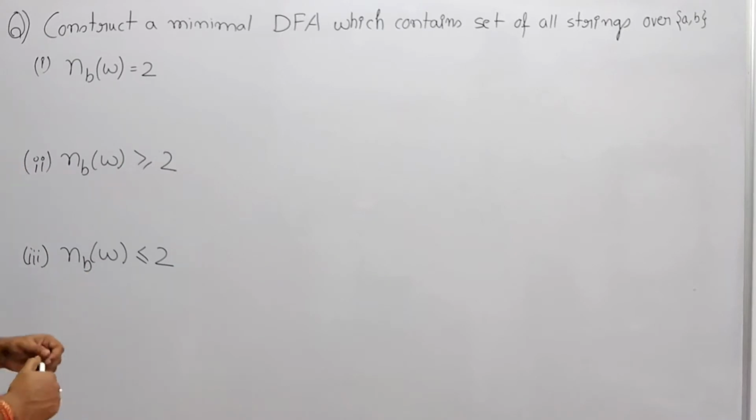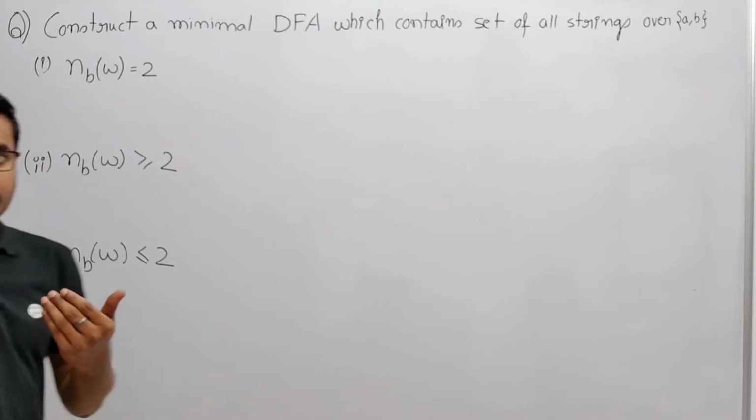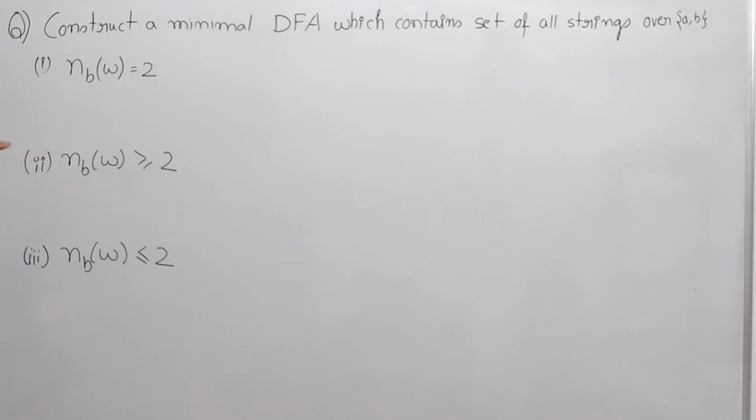Now see the question with respect to B. Now we are solving. It is saying that construct a minimal DFA which contains set of strings over A comma B. So sigma is same, A comma B. Now it's saying that number of B should be equal to 2.